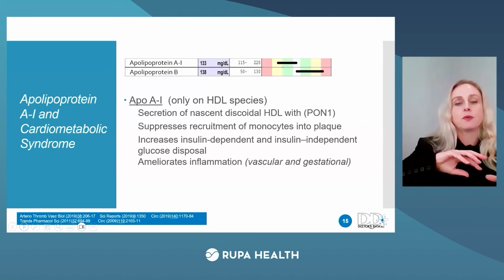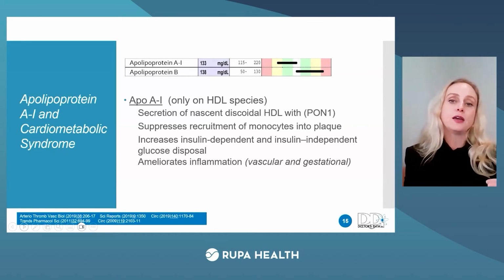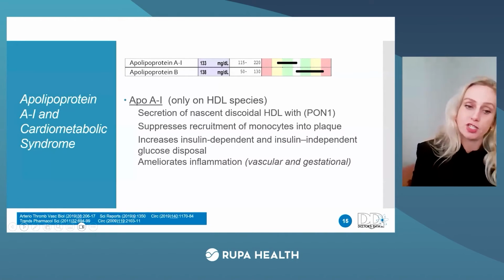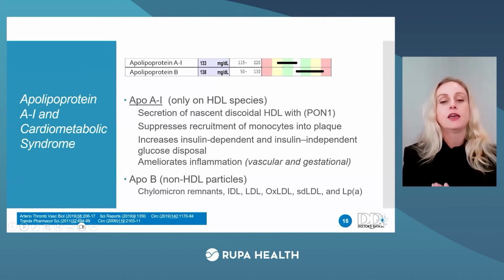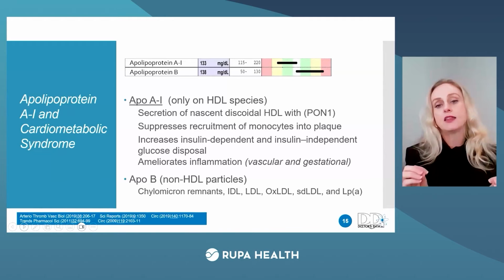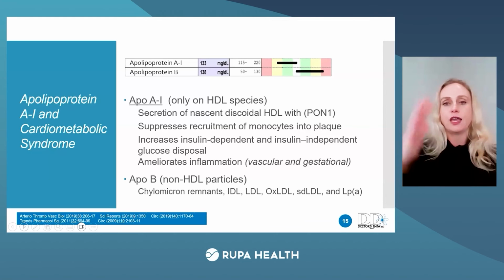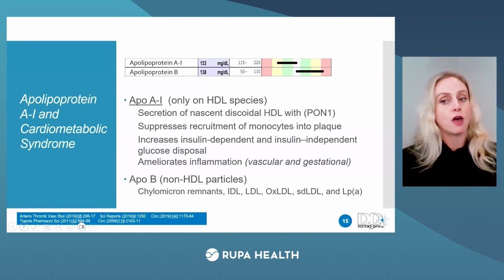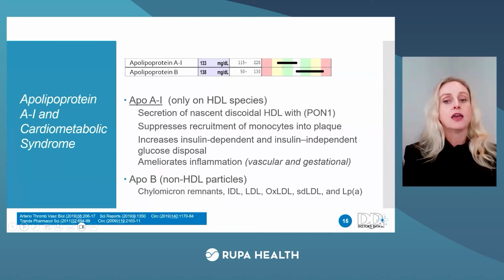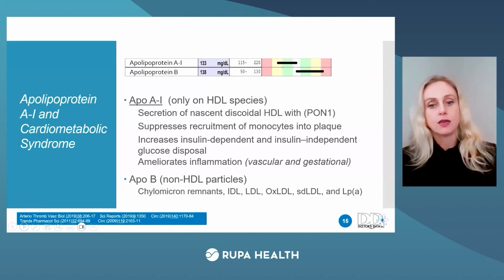So anyways, apolipoprotein A1, that's on the HDL particle. So this one is healthy. This is associated with decreasing inflammation. Now, apolipoprotein B100 is on the non-HDL particles. So the chylomicron remnants, that's actually B48. That's a different one. B100 is on the intermediate density, the low density, the oxidized LDL, the small dense, and that genetic lipoprotein A. Every one of those lipids has one apolipoprotein attached to it.